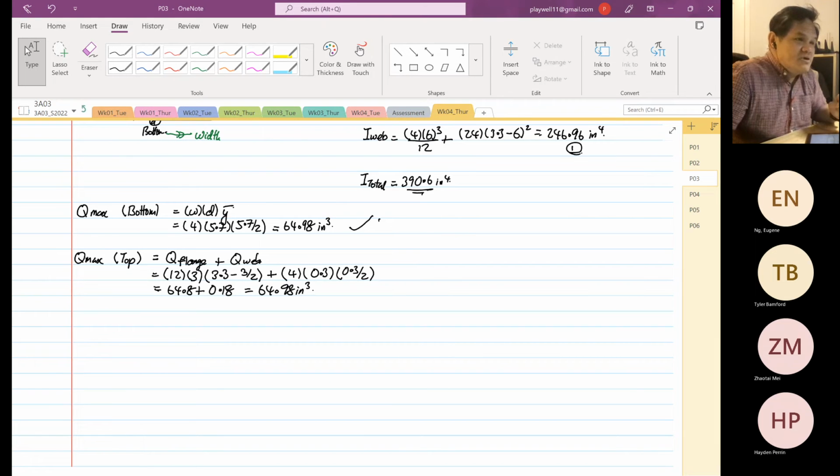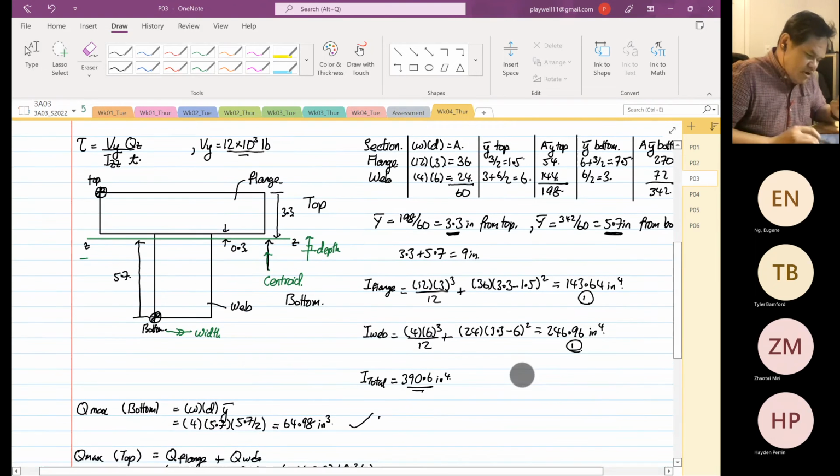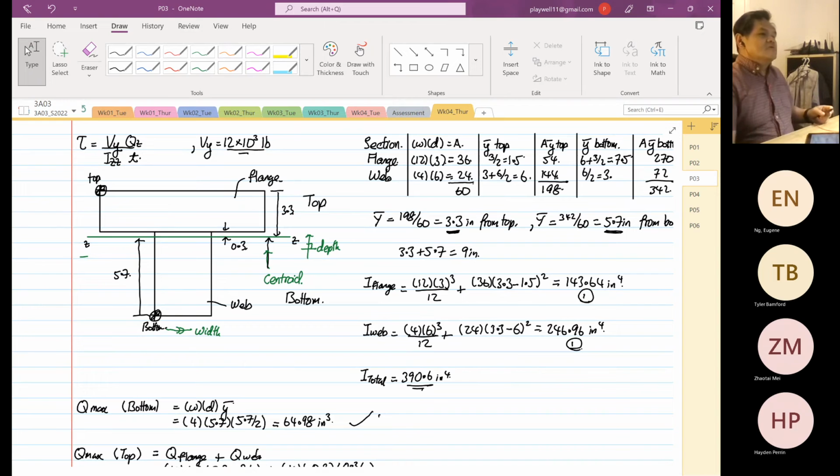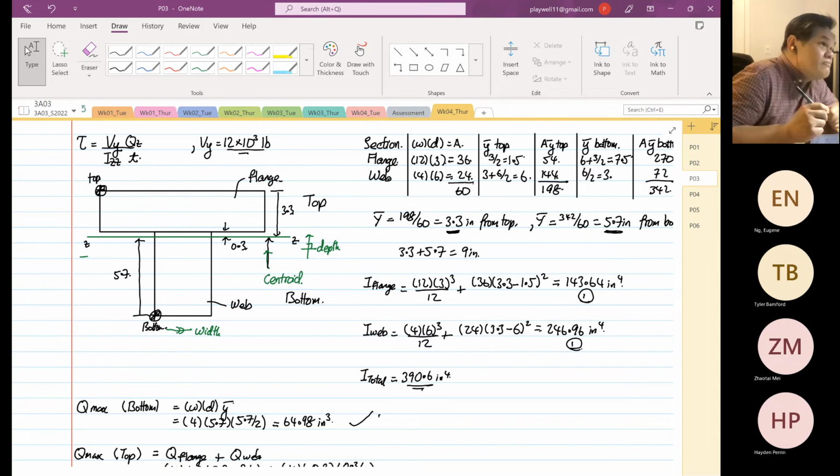In what situation is the Q max? So Q max will always occur at the centroid. Because at that line at the centroid, either from the top or the bottom, the cross-sectional area will be its biggest, or the Q max will be its largest. Okay, the first moment of area. Does that answer your question?